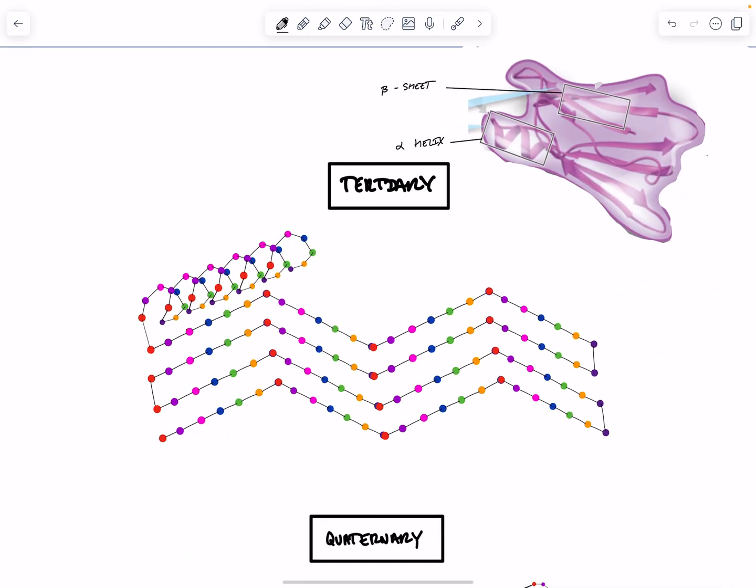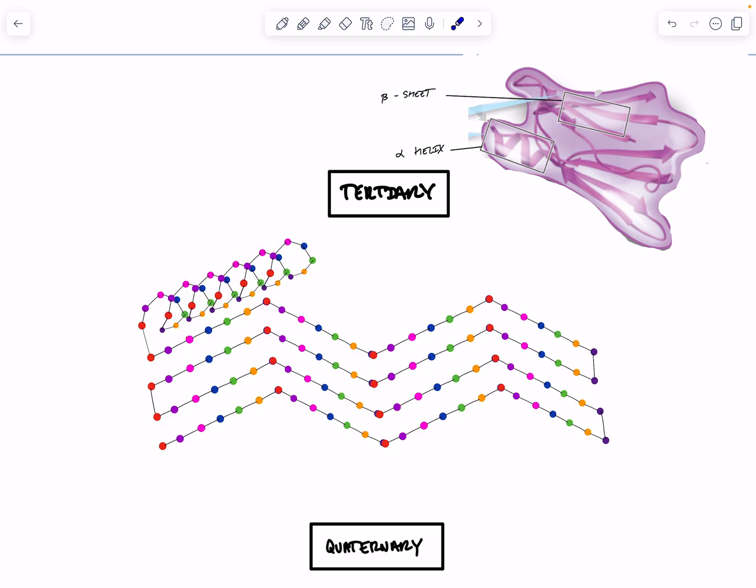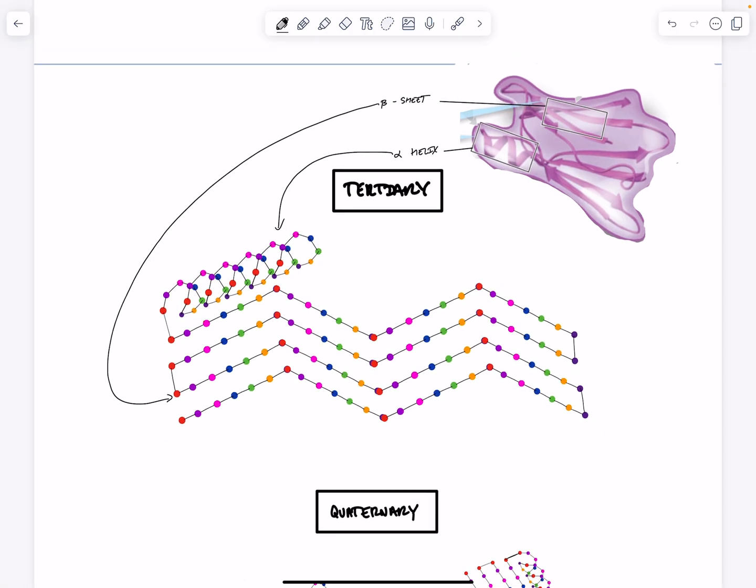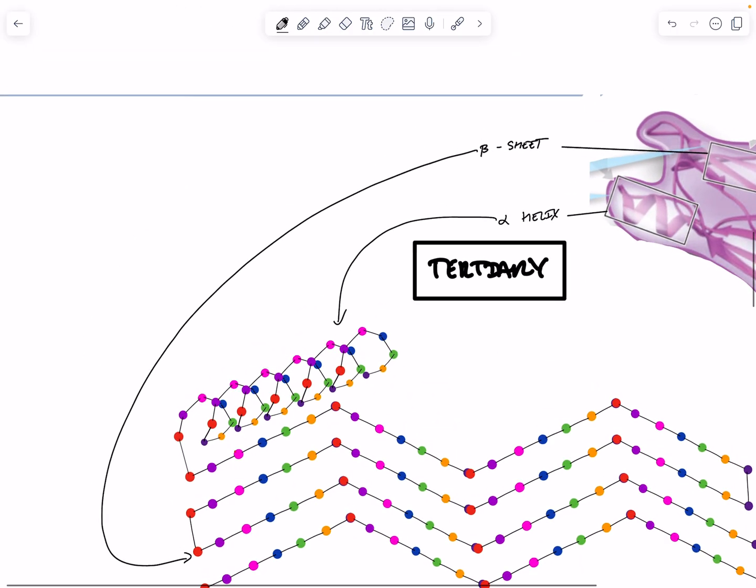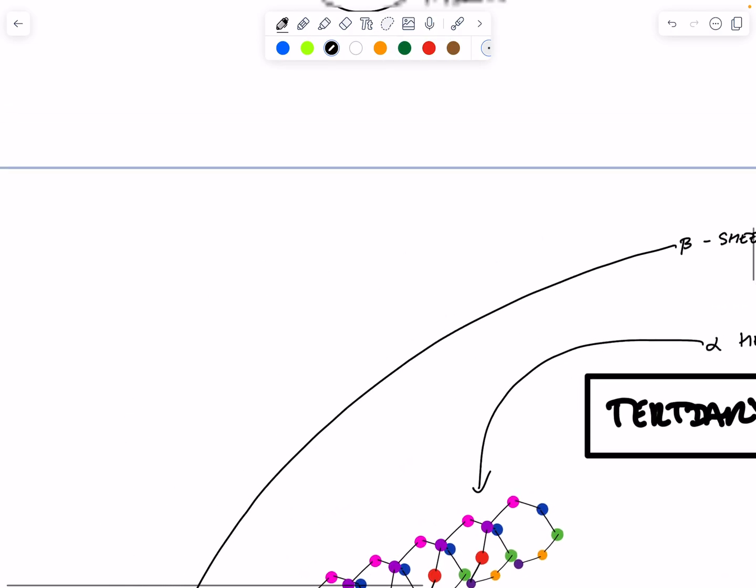Okay, and then I've drawn a schematic as well. So here we have an alpha helix region of my hand-drawn enzyme right here. And here we have a beta sheet region of the enzyme here. Now, tertiary structures are also mostly held in place by hydrogen bonding.